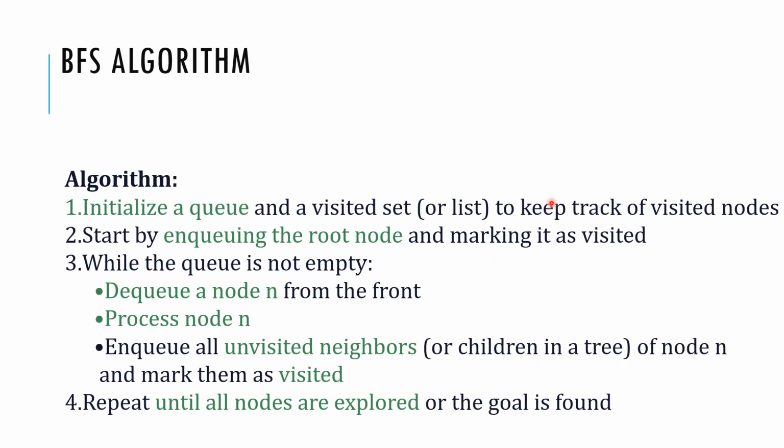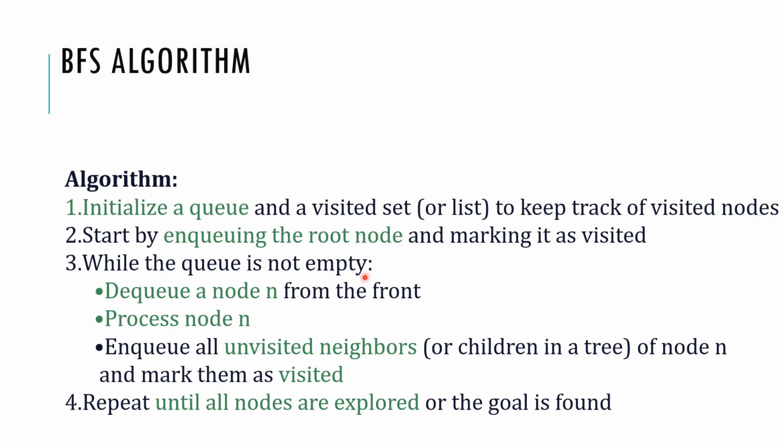So what is the algorithm of this breadth first search method? First step, initialize a queue and a visited set to keep track of visited nodes. Start by enqueuing the root node and marking it as visited. The first node enqueued will be the root node. Then dequeue that root node and mark it as visited.